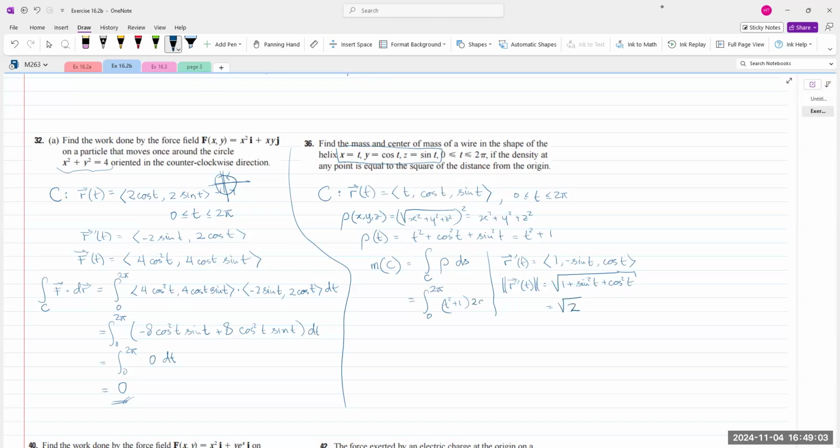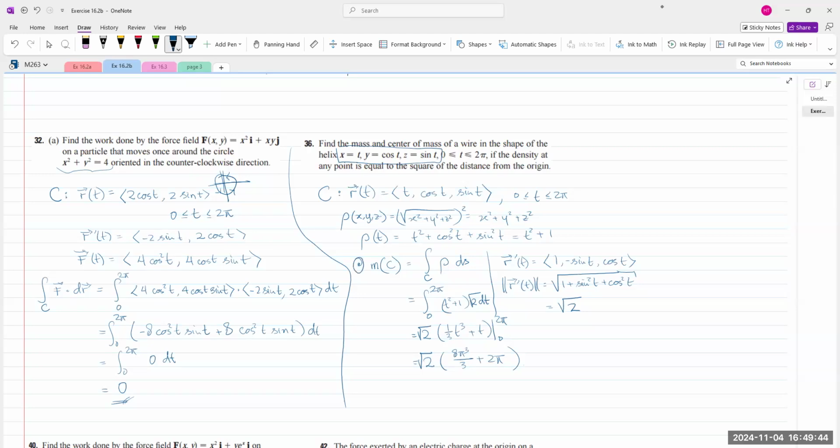So this is 2 dt. Okay, so this will be 2 times 1/3 t cubed plus t from 0 to 2 pi. 2 times, I'm sorry, square root of 2, not 2. So that's 8 pi cubed over 3 plus 2 pi. Okay, that's the mass. How about center of mass?